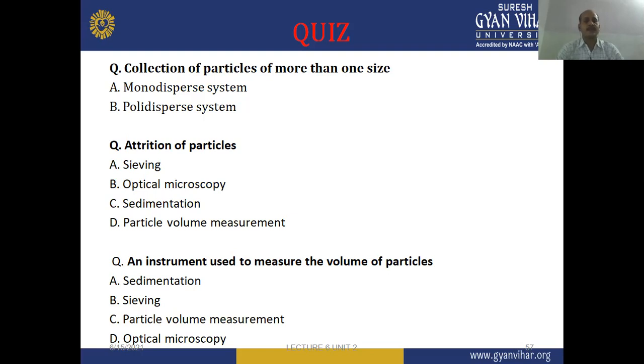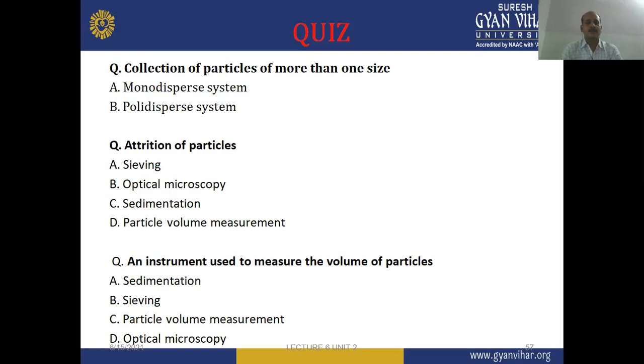Next question is attrition of particles. So attrition of particles occurs in which method? The options given here are sieving method, optical microscopy method, sedimentation method, or particle volume measurement method. As we discussed in today's lecture, attrition of particles occurs in which method? So you have to take the correct answer from options A, B, C, D.